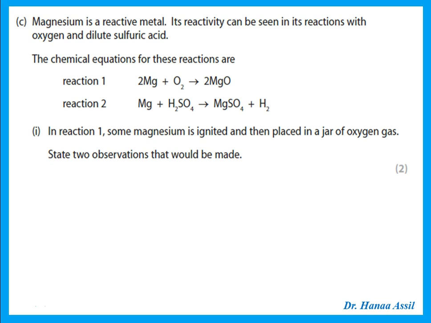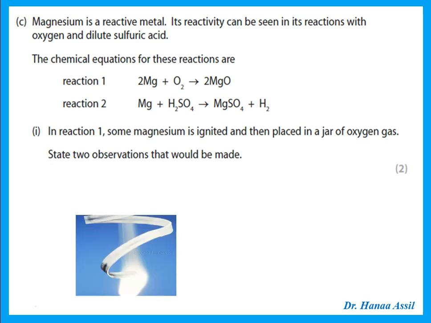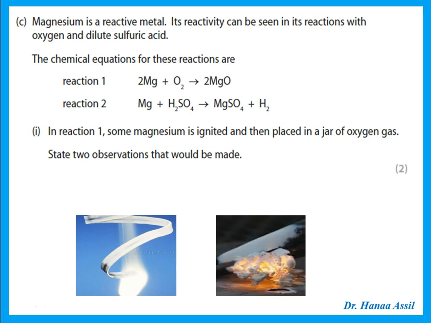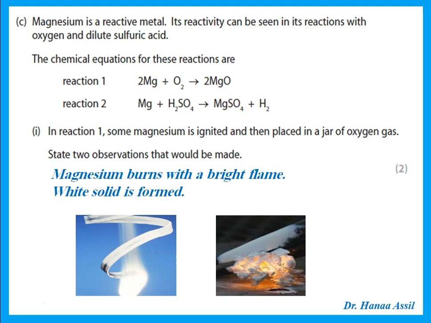You should know that when we burn magnesium in oxygen, what do we see? We see that the magnesium burns with a bright flame, and the magnesium oxide that is formed is what we call a white solid or white ash. So what are the observations? That the magnesium burns with a bright flame, or you could say a white flame, and a white solid, or white ash, is formed.